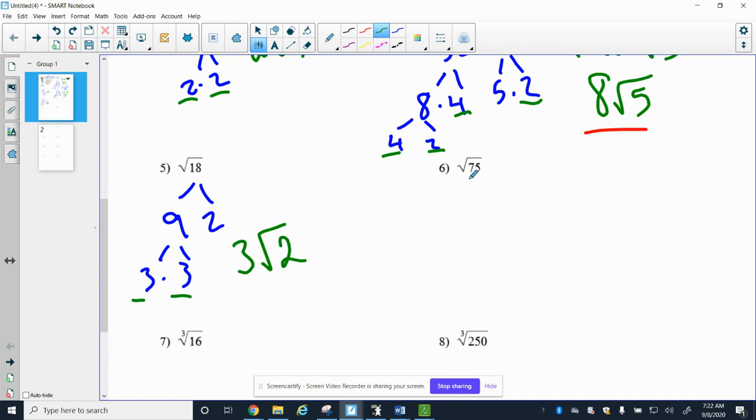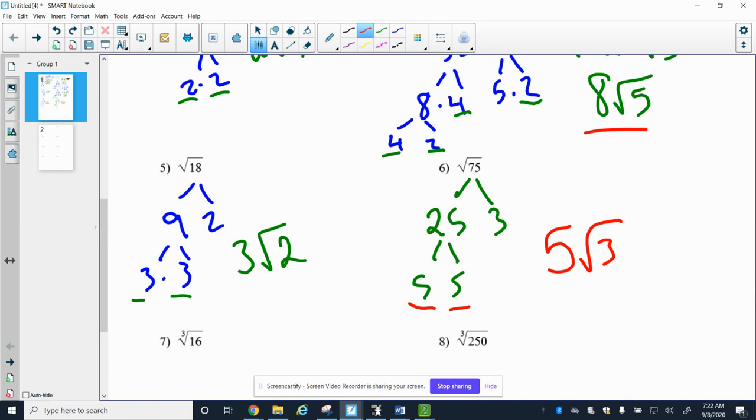Okay, so break this down. If we go to 25, 3. 25, we can break down to 5, 5. Okay, there's our pair. We have 5 root 3. That would be our answer.